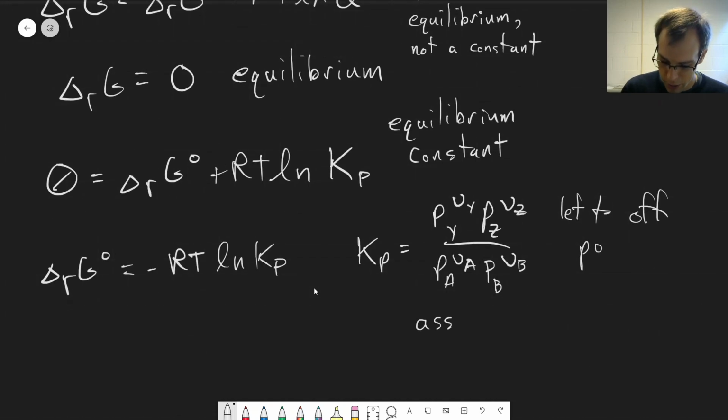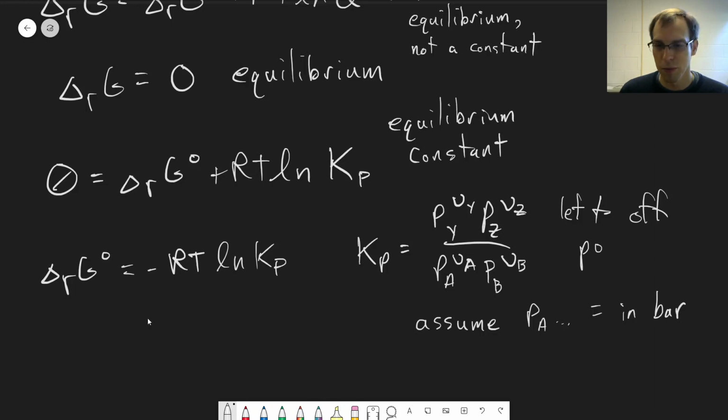So we have to assume that all these P values are in units of bar. Otherwise, the equilibrium constant won't work, right? Because that's the way we've defined our standard state. So that's something to remember.